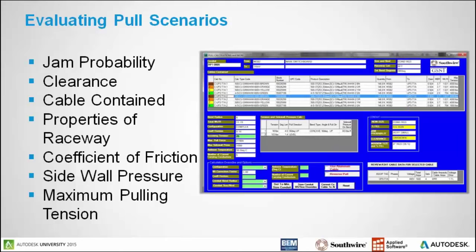It will look at the probability of a jam, which cables are contained in a particular raceway, the properties of the raceway, coefficients of friction, sidewall pressure, pulling tension, etc., and it will alert and highlight you to any potential problems. You can also take a look very quickly at reversing the pull, because a lot of times reversing the pull will actually reduce the pulling tension and allow you to make the installation.